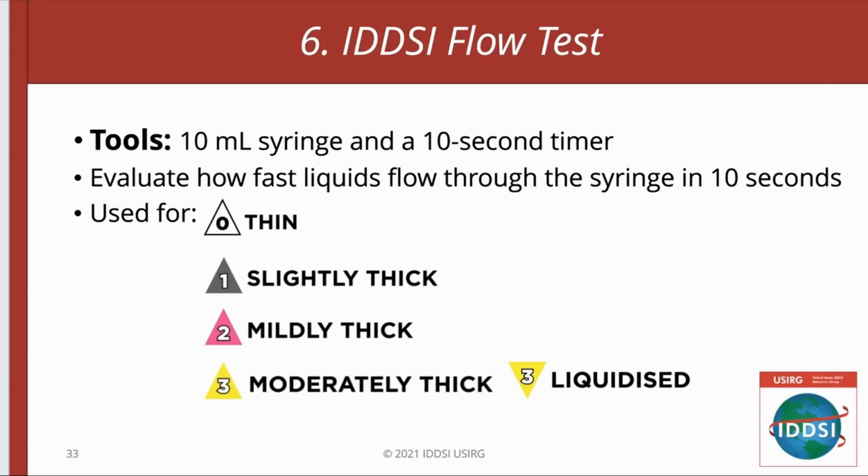The tool for the IDDSI flow test is the 10 ml syringe or the newer IDDSI funnel-shaped syringe. You will also need a stopwatch. You are evaluating how fast a liquid flows through the syringe in 10 seconds. The amount left over in the syringe after 10 seconds will determine the IDDSI liquid level. Let's get into the details.